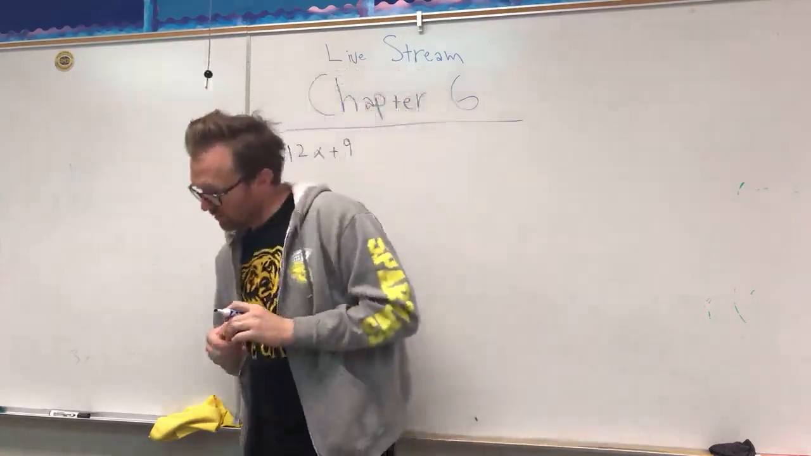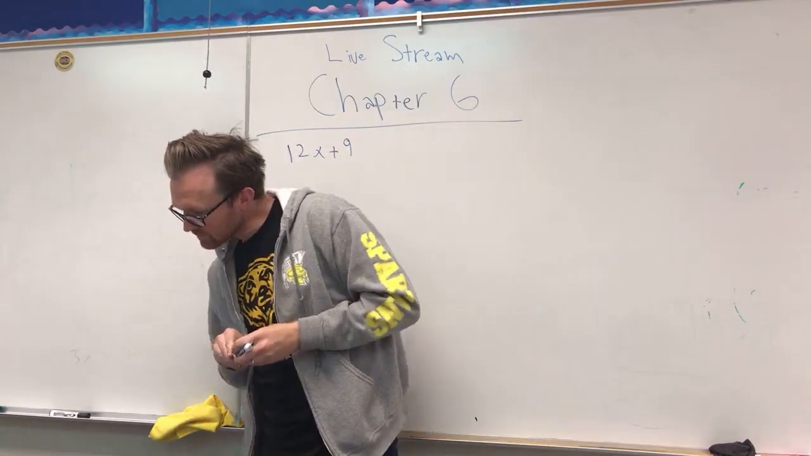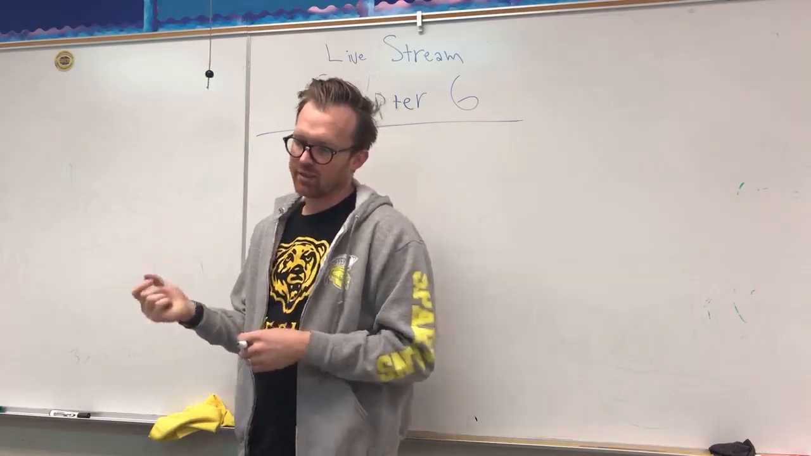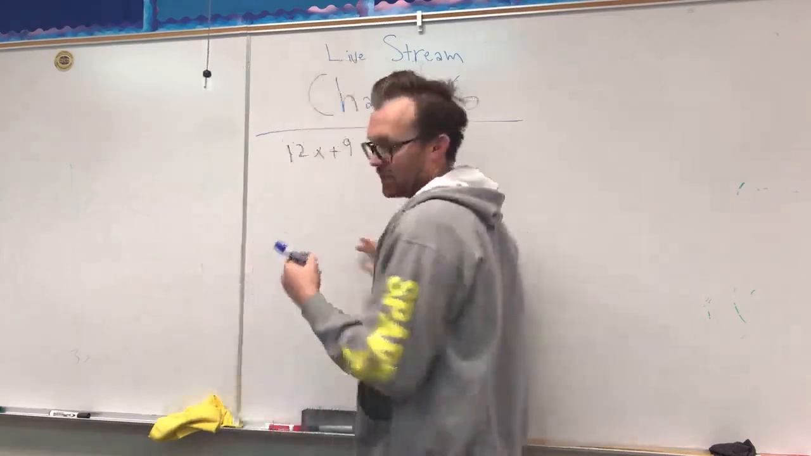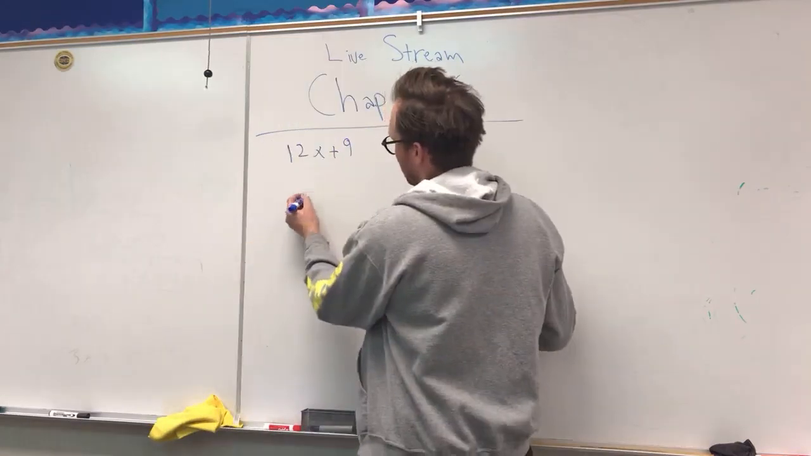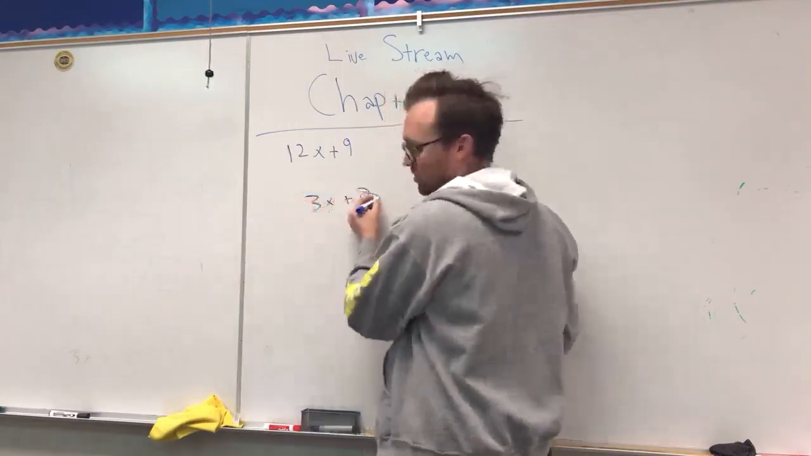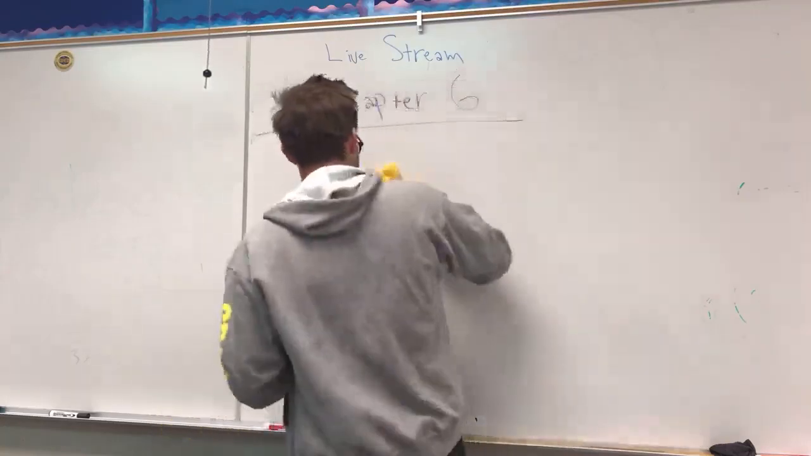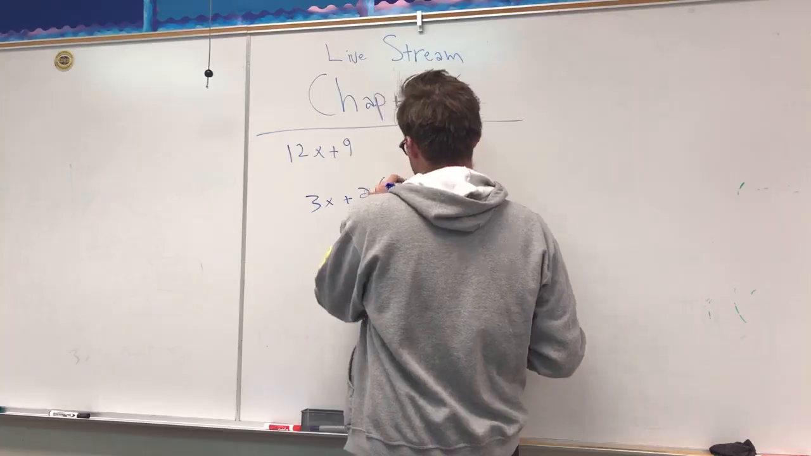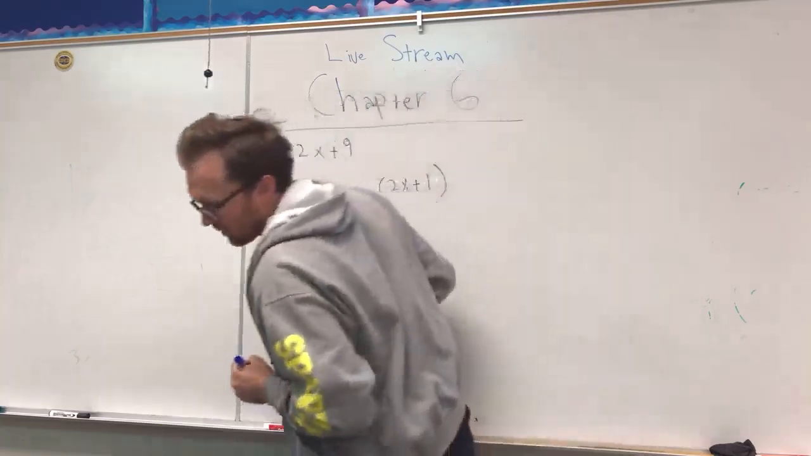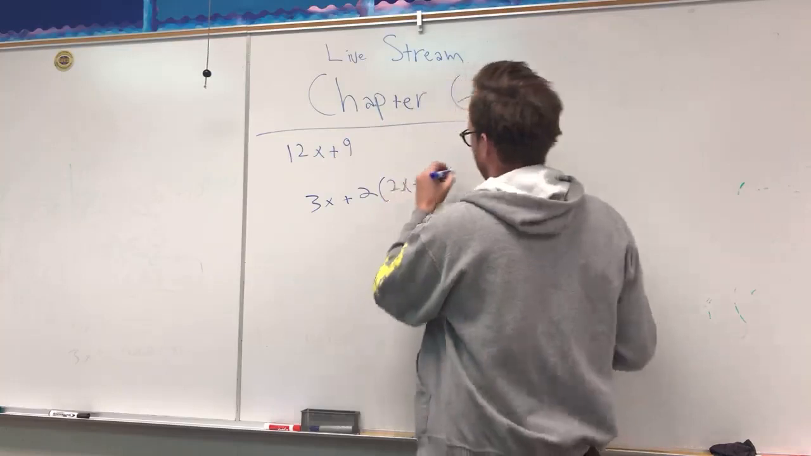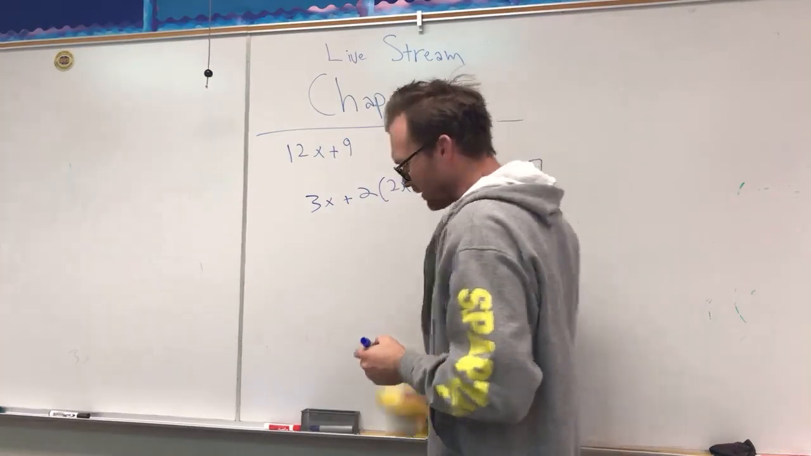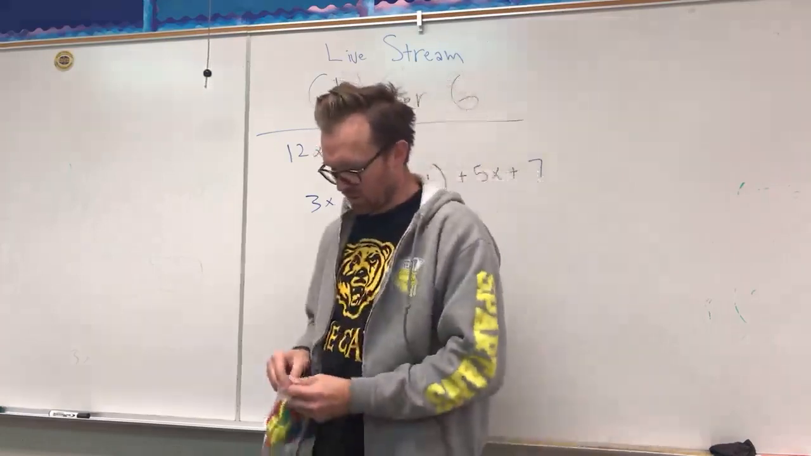So Serenity, we're going to be distributing first, and then you're going to be combining the like terms. So let's look at the first choice, which is 3x plus 2, parentheses, 2x plus 1, parentheses, plus 5x plus 7. Okay, so I want you to think of 2x plus 1, Serenity.